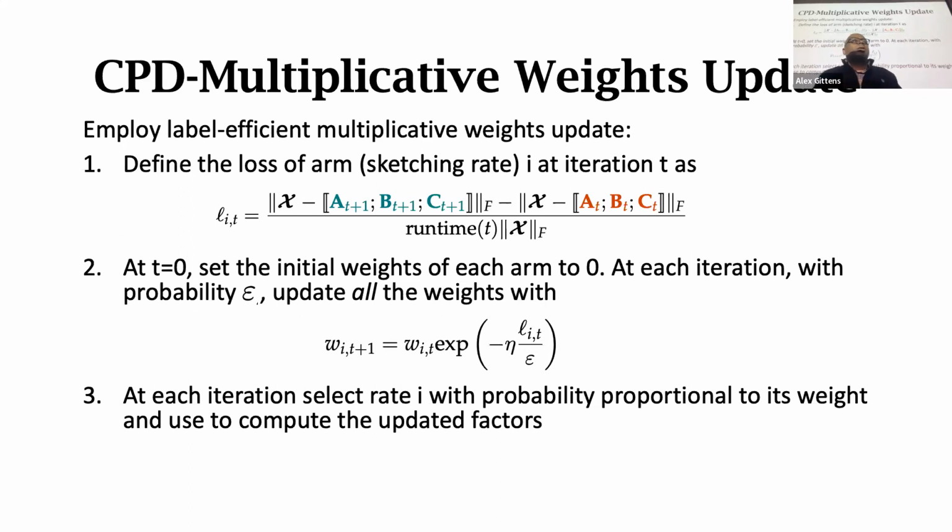So what we do is at each time step, we flip a coin. If it comes up heads, then we update all of these statistics. If not, we use the statistics from the last time they were updated. Okay, so you use that coin to balance, sort of amortize the cost of updating these statistics over time. And then at every iteration, we select the arms with probability proportional to these weights.